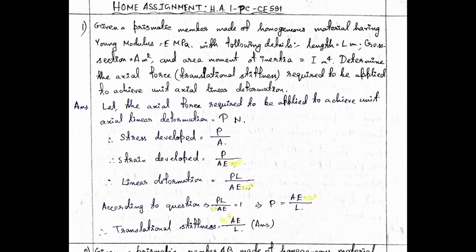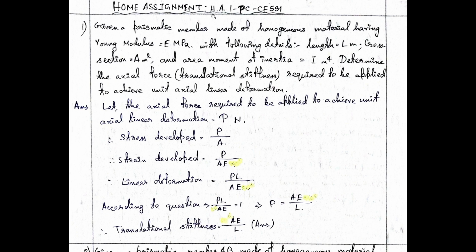So here I want to discuss the first part of home assignment 1 of the subject code PCC 591, Design of RCC Structures Laboratory. I want to mention that my videos are made for our juniors, that is the future students of our college.